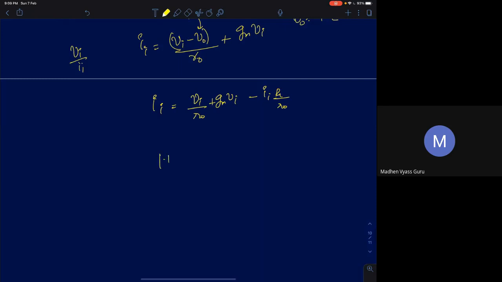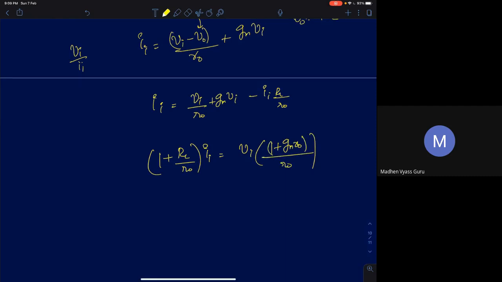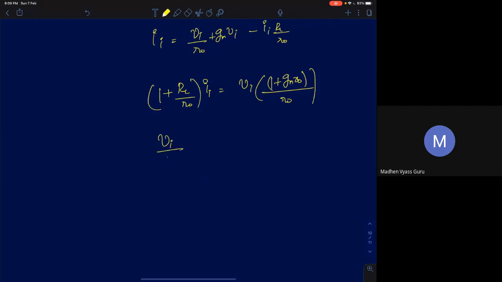So you will get (1 plus RL by R0) into II equals VI into (1 plus GM R0) upon R0. So from this, if I take the ratio VI by II, what I get is R0 by (1 plus GM R0), into (1 plus RL by R0).